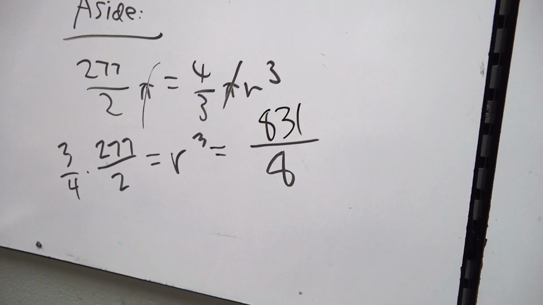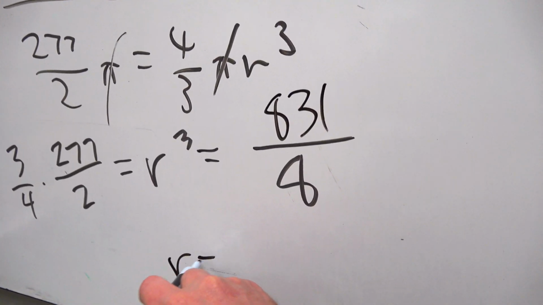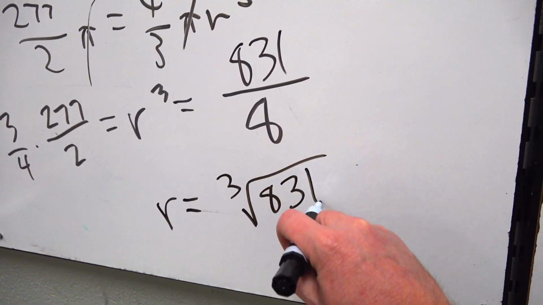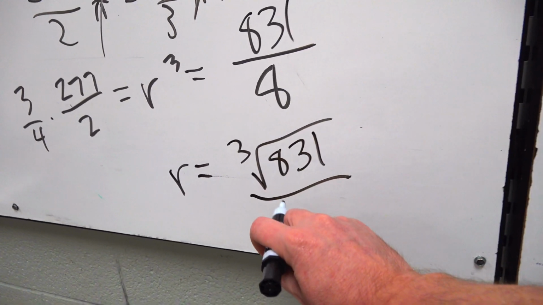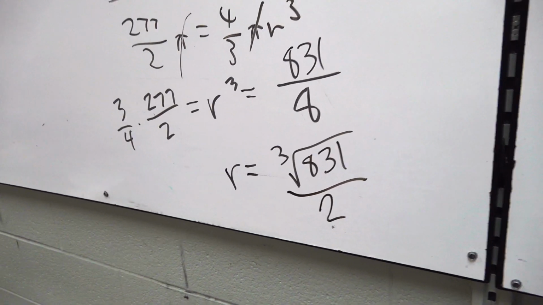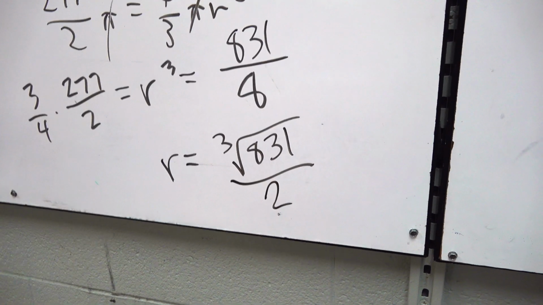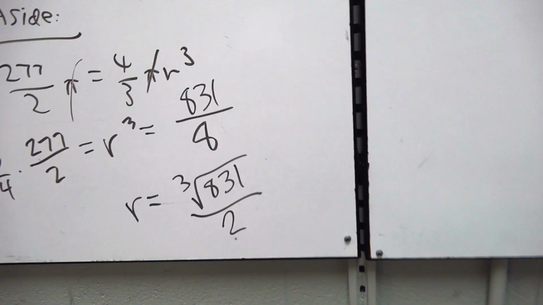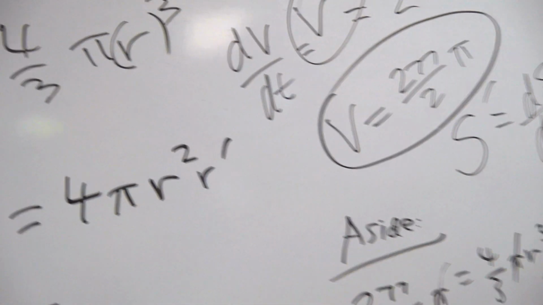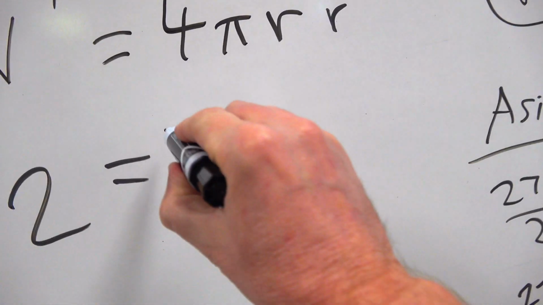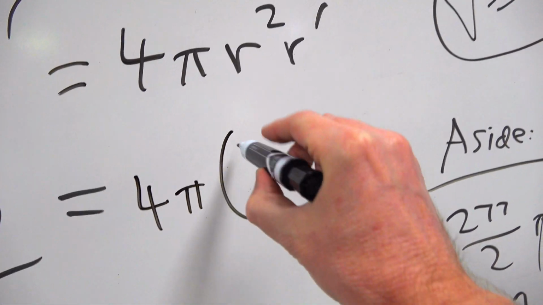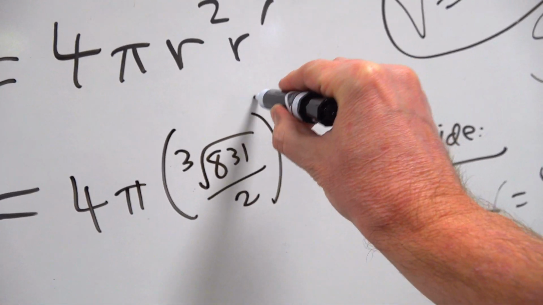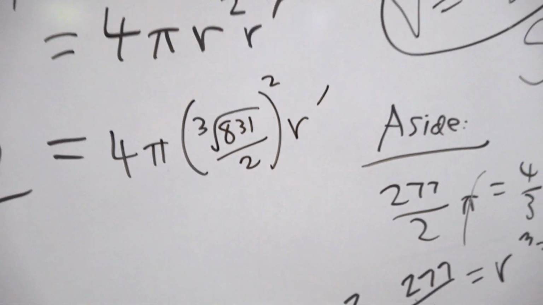All right, great. Take the cube root of both sides. R equals the cube root of 831, which is definitely not one of our perfect cubes, over the cube root of 8, which we do know is 2. There is the radius of an NBA basketball at the exact moment that it is fully pumped. Now, what do we do with that number? We're going to take it and plug it back in over here for R. So you just have to find enough ingredients to pull this off. Cube root of 831 over 2 quantity squared, R prime.